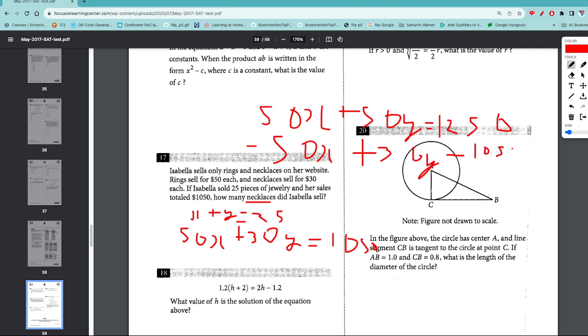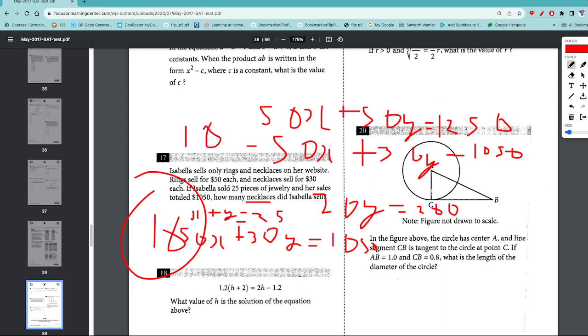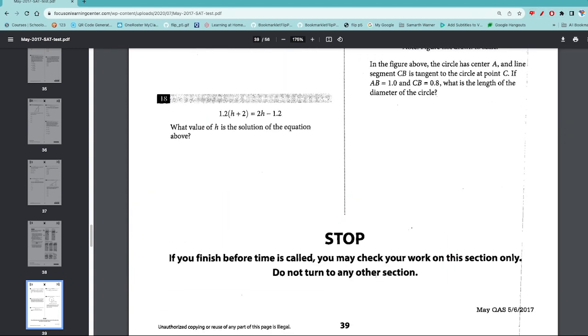1050. It's kind of ugly, I know, y'all. I apologize. What's 50 minus 30? 20y is equal to 1250. So we get 0, 0, 200, right? So y is 10. So 17 should be 10. The answer is 10. 1, 0. Hard to draw, y'all. Number 18.